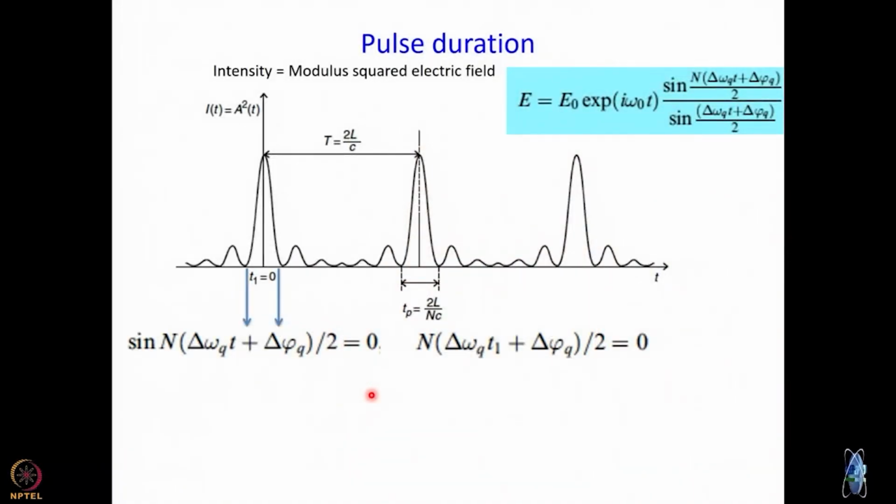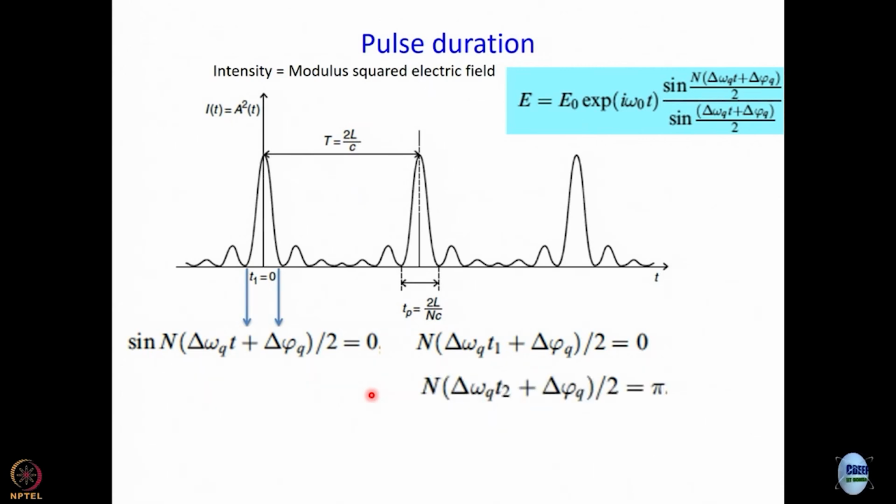So, when will they become 0? When the numerator is equal to 0 and the denominator is not. So, that condition is sin(n Δφ t plus Δω t plus Δφ by 2) equal to 0. This is one condition. Well, sin x equals 0 when? When x equals 0. Next time, when does it become 0? Yeah, pi.